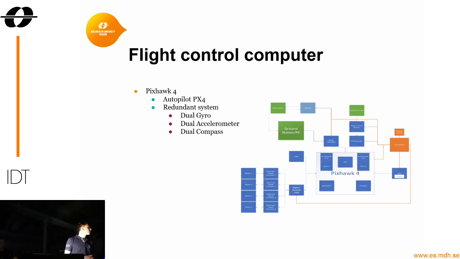We're using an open source flight control computer that is called PixOC4. We're using an autopilot called PX4, and we also have a redundant system, so we can actually lose one gyro and one accelerometer, because we are using these different measurement tools to make the drone easier to fly and make it more dependable. And when the drone is flying, we can actually use different sensors to make it more dependable, and it will not crash because we have so much redundancy in the drone.